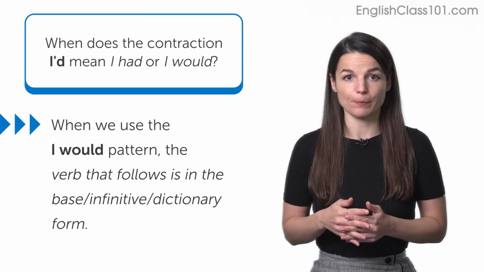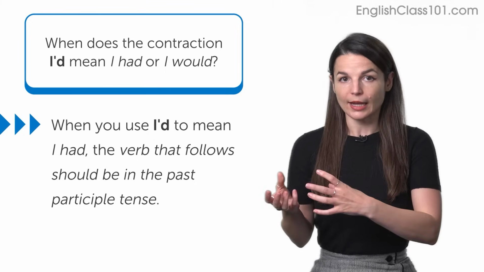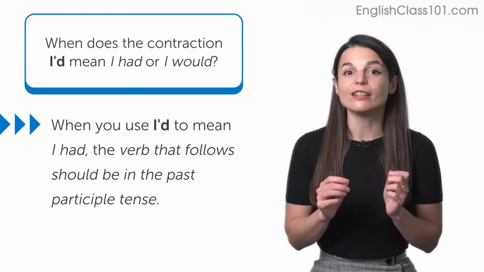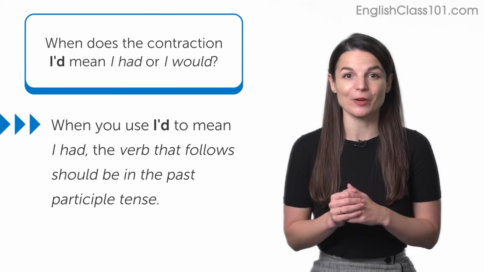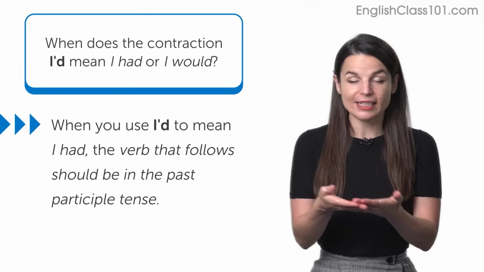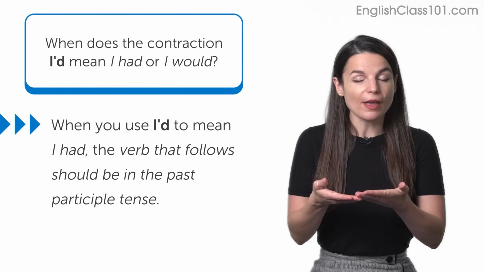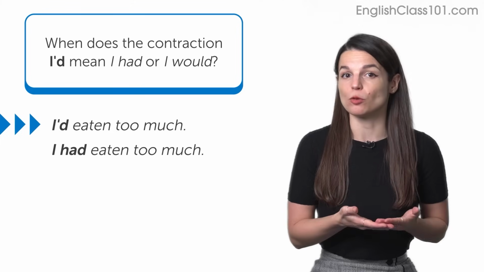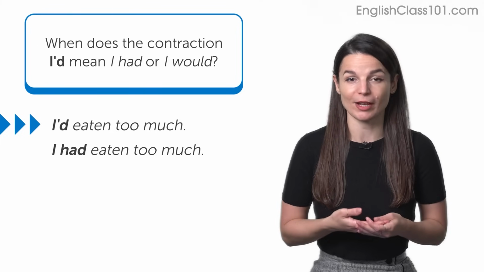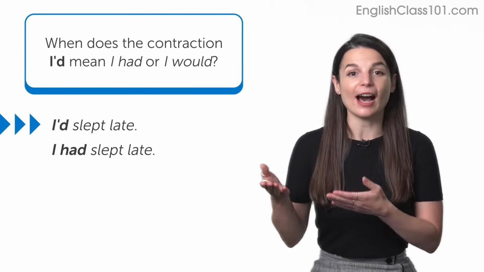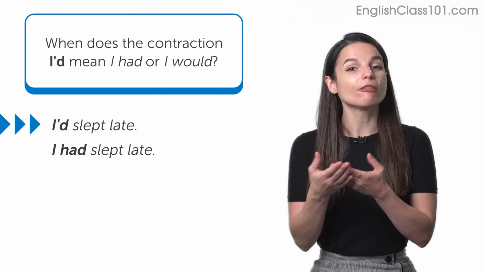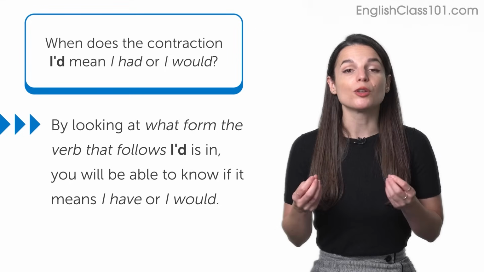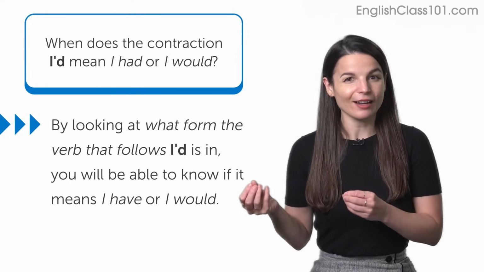like the dictionary form. In contrast, when you use I'd for the contracted form of I had, the verb that follows is different from the I would contracted form. So when you use I had in the contracted form, I'd, you follow that with a verb in past participle tense. For example, I'd eaten too much means I had eaten too much. Or I'd slept late. I had slept late. So the verb that follows the I'd there is in the past participle form. This is how you know whether I'd means I had or I would.